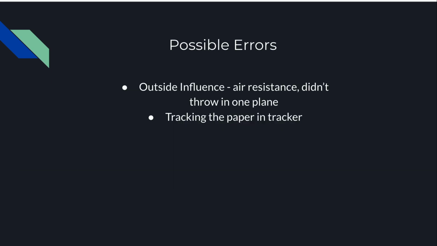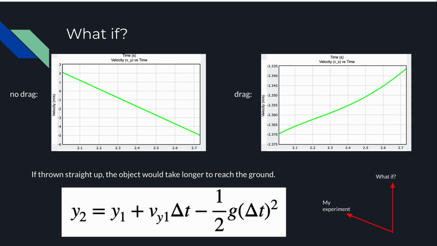Speaking of error, some possible errors. Number one, outside influence, like air resistance, which obviously we tried to account for with the drag, but maybe we didn't get all of it. And then not throwing in one plane because there could be a z coordinate that I didn't account for. And then tracking the paper in Tracker, it can be kind of hard to exactly get the point of mass down.